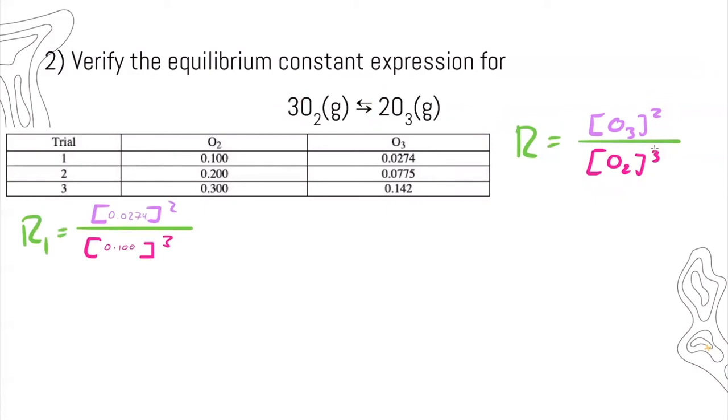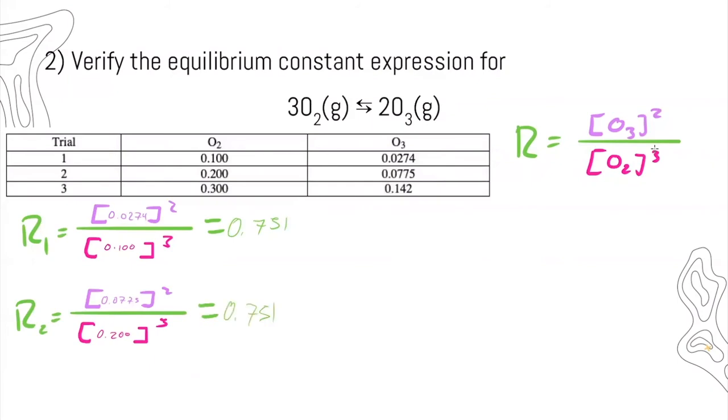For trial 1, I can just take my data, plug it in, and put it into my calculator and get an equilibrium constant of 0.751. I can continue doing this with the other trials. Number 2, I'm going to plug in my data, then into my calculator to get 0.751, with sig figs, of course. And lastly, for my third trial, I'm going to get my equilibrium constant to be, with sig figs, 0.747.